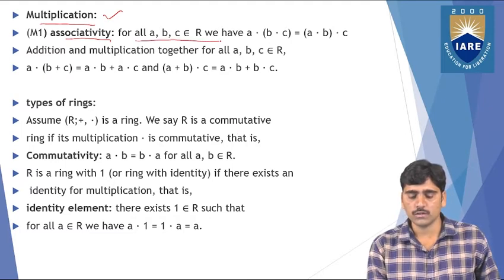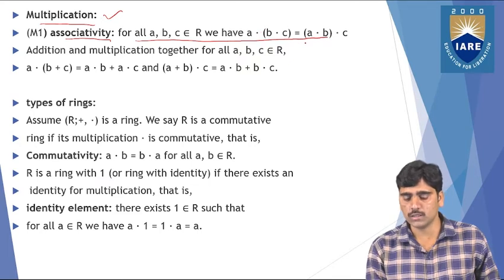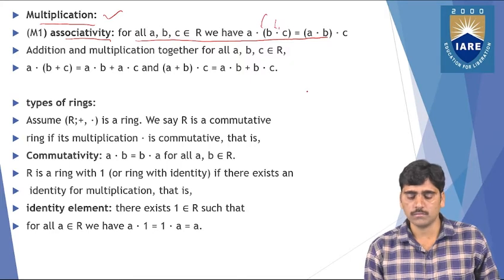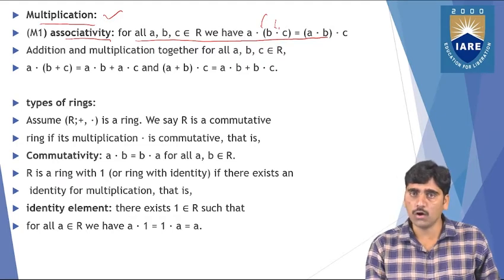So for all A, B, C belonging to R, we write A dot of B dot C equals A dot B of dot C. Here the dot operator indicates the multiplication operator. So A dot of B dot C equals A dot B of dot C. You can pronounce it this way.